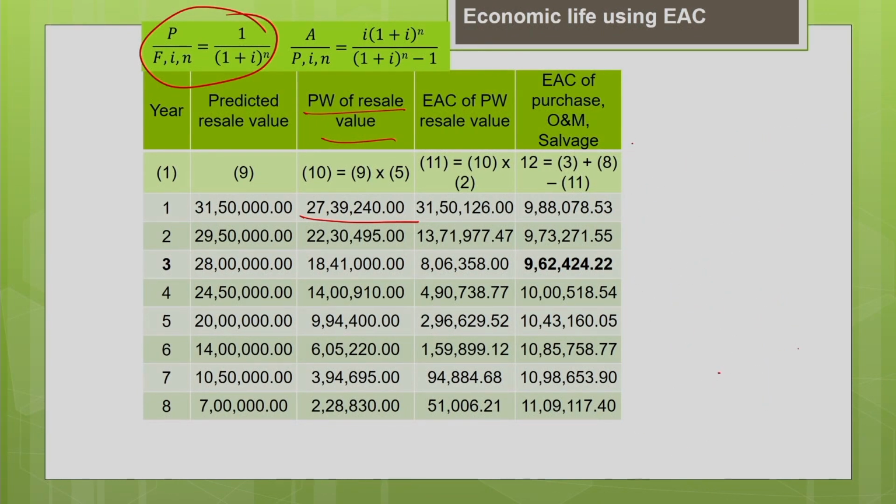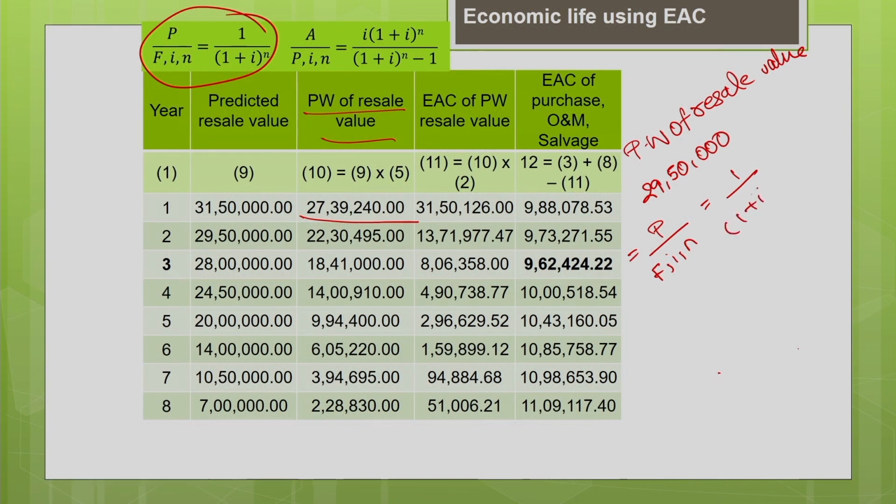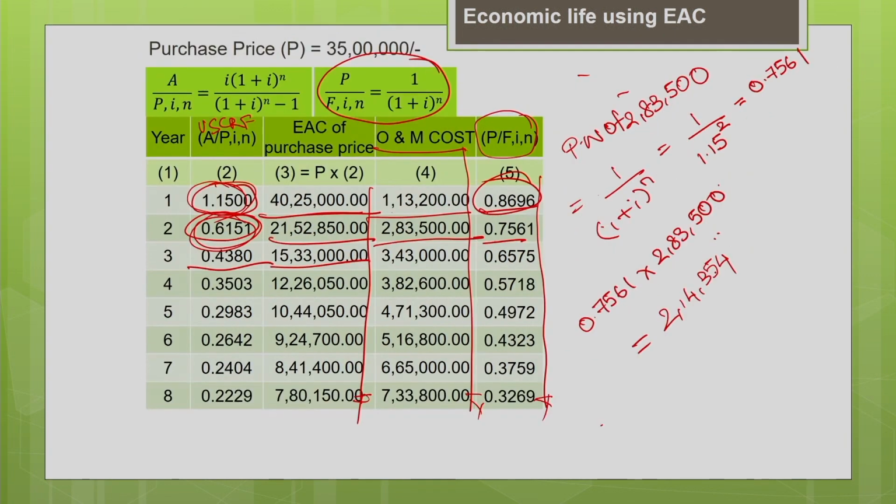Similarly, you calculate the present worth for year 2. Let us calculate the present worth of the resale value. What is the resale value at the end of year 2? It is 29,50,000. We are going to convert this into the present worth, so we find P for the known F, I, N. 1 divided by (1 plus I) power n is 1 divided by 1.15 power 2 for year 2. The present worth factor, which we have already estimated, is 0.7561.